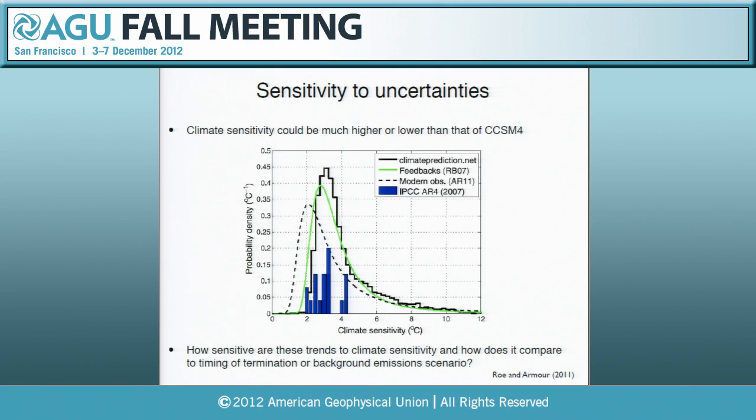So this is just showing a couple PDFs of what climate sensitivity has been estimated to be through various methods. And what you can see here in blue is that the IPCC AR4 models don't span the full range, so they kind of miss this high end. CCSM4 is somewhere in here. So how sensitive are my results to this range of climate sensitivity, and how does that compare to the timing of termination and what the background emission scenario is?